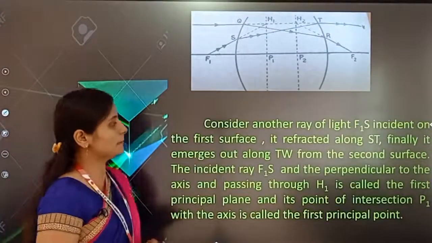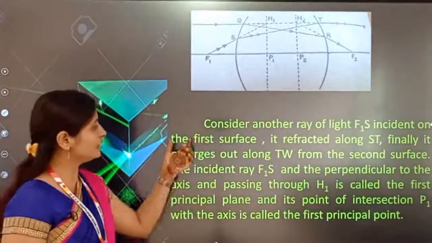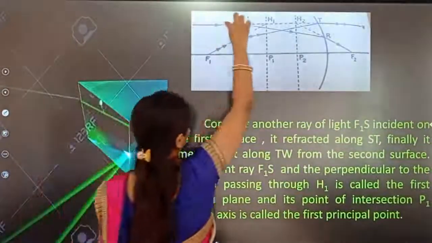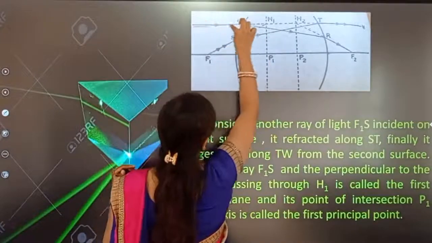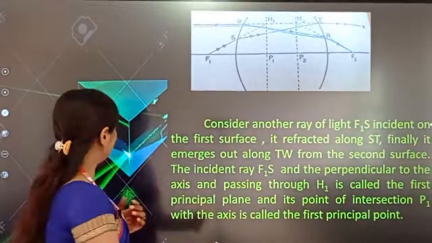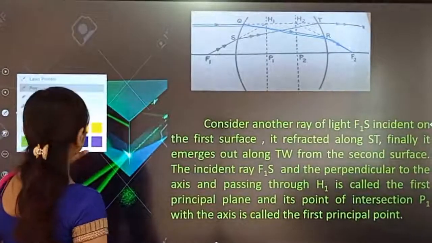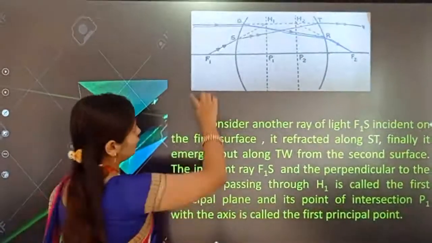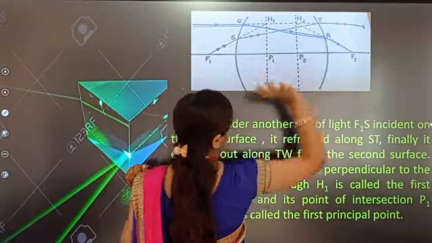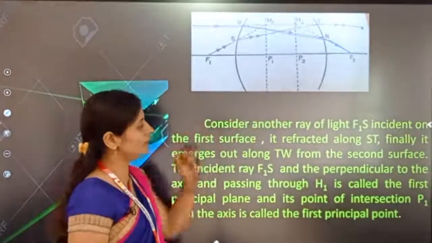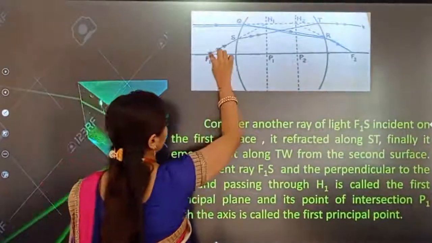So next here, again the same diagram. Consider another ray. Up to this we studied for these rays, these and these rays. Next we'll see for F1s. We have to study for these rays. See here, consider another ray of light F1s.